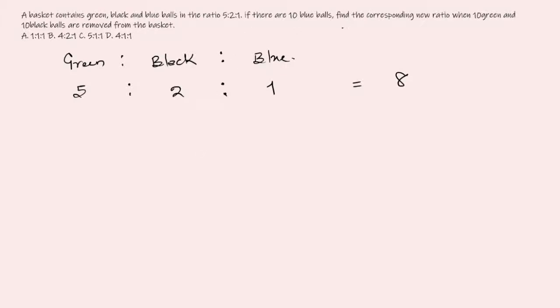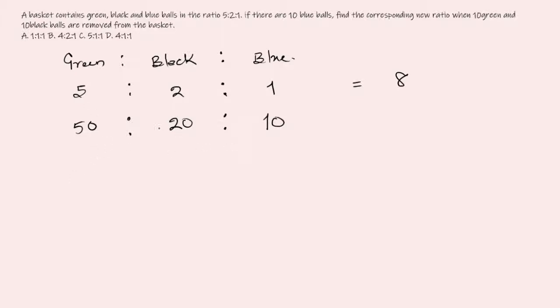We're told that there are 10 blue balls in this basket, so we can tell that for each part of this ratio, 1 represents 10. And so if 1 represents 10, 2 would represent 20 balls, and 5 will represent 50 balls. That is intuitive, and I hope you understand that. If one part of the ratio represents 10 balls, then 2 definitely represents 20 balls, and 5 represents 50 balls.